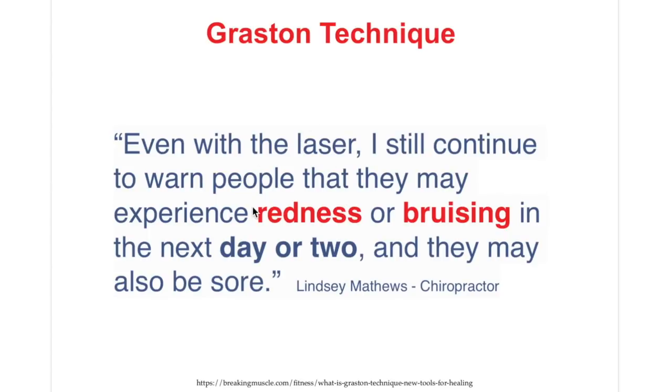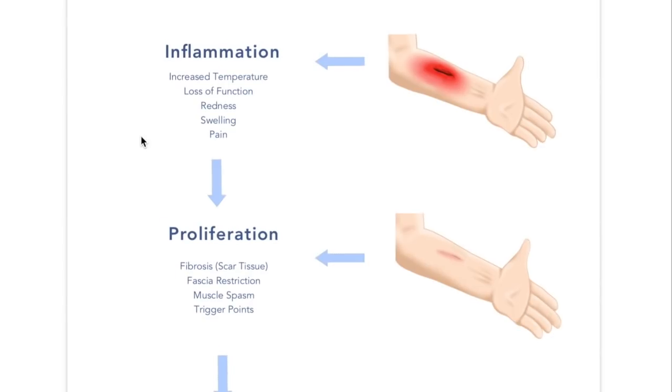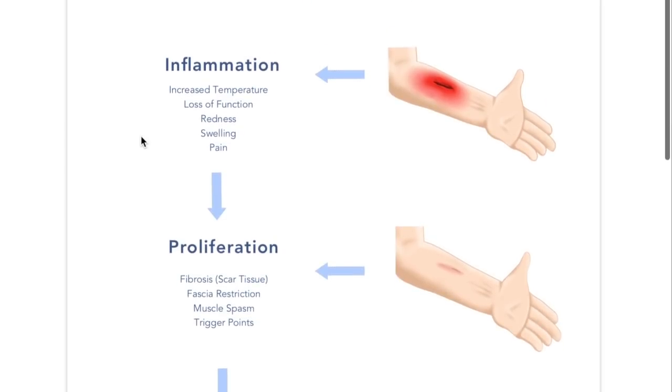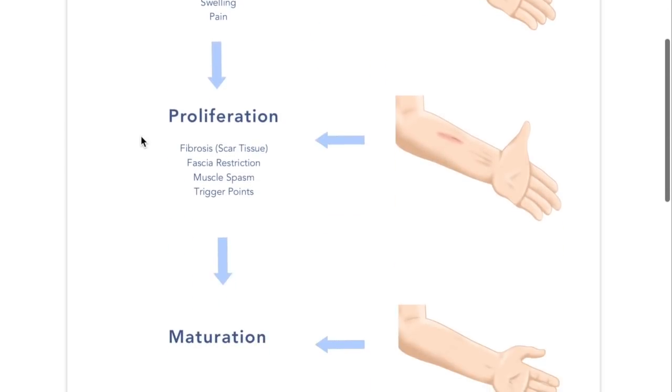So redness and bruising, what does that mean? It's inflammation. That's exactly what they teach in a lot of these courses, that we want to stimulate inflammation. So let's look back at the healing cycle now. In a normal healing cycle, you go from inflammation to proliferation, and hopefully you get to maturation. That means your body healed.